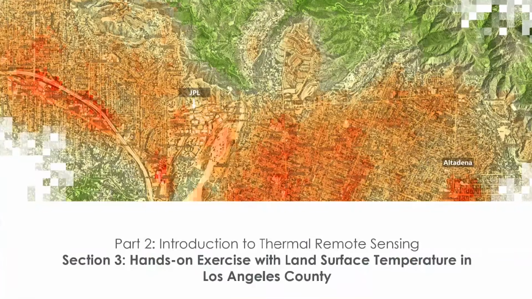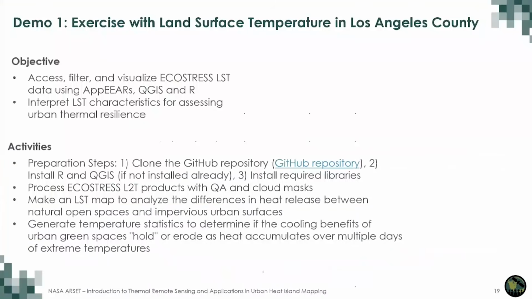So in the next part, Savannah's gonna lead you through a hands-on exercise with land surface temperature in LA County, where she's gonna step through how to visualize ECOSTRESS LST using a number of different software. We're gonna use AppEEARS to download the data and then visualize it with QGIS and also R.